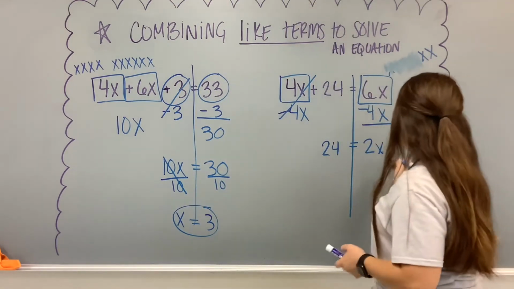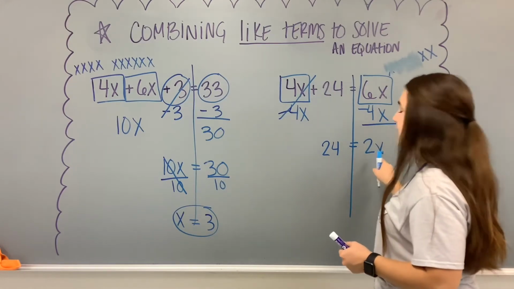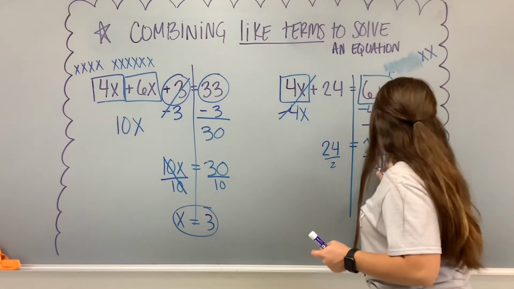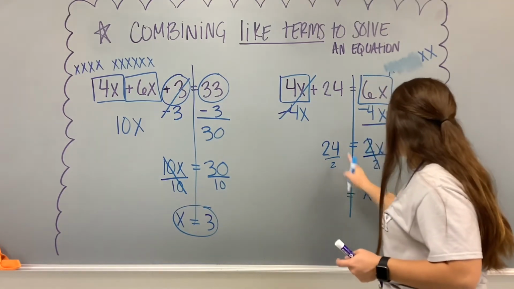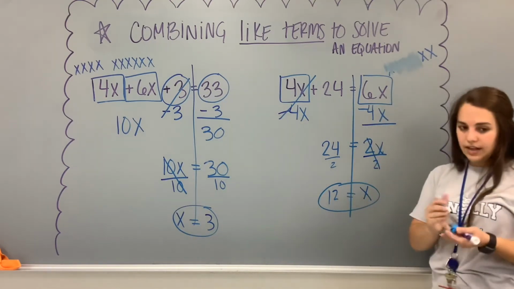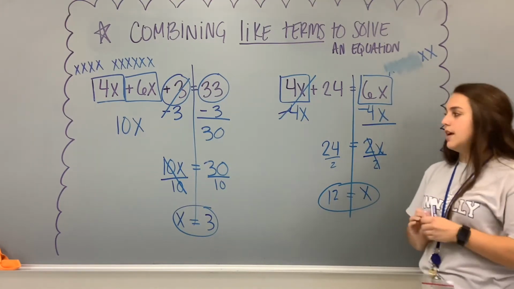The last but not least is to take this 2 away from this x. Right now it is multiplying, so I will divide by 2 on both sides. I get x equals, and then 24 divided by 2 is 12. 12 is x. X is 12. That's it. There we go.